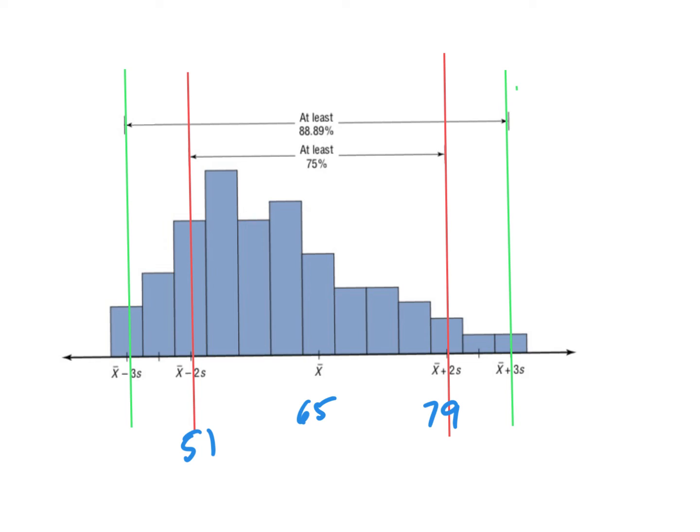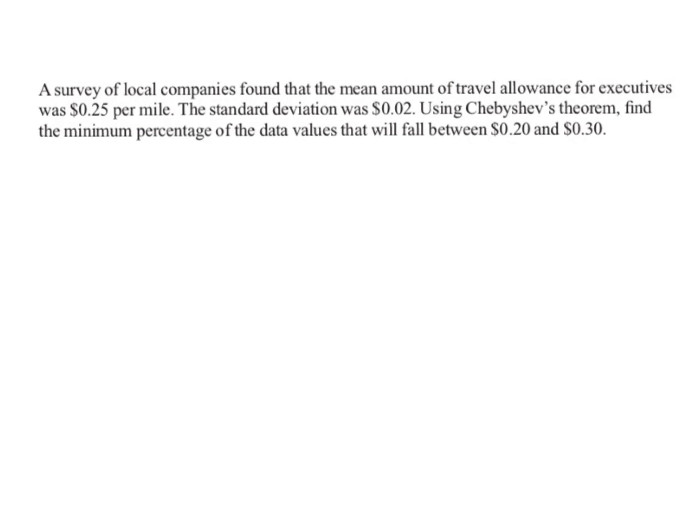Picture some funky shape that's maybe right skewed. It definitely can work for any shape. But for the empirical rule, here's the example that you have. So scroll down to that. Here's the situation.